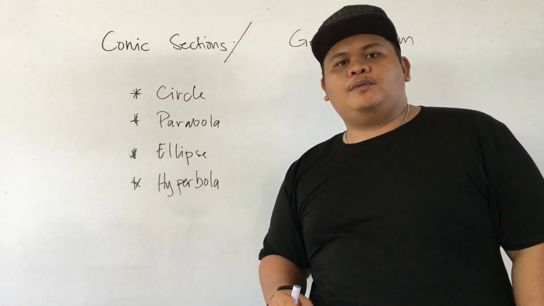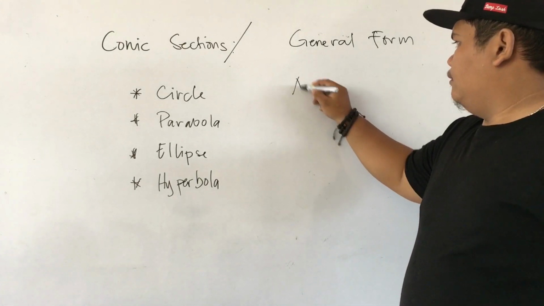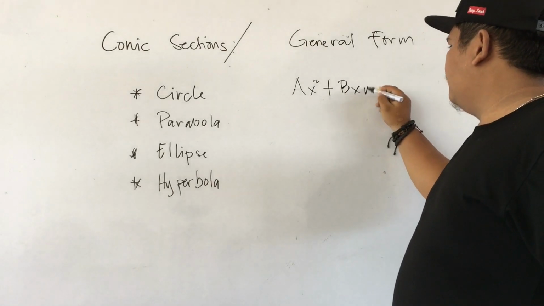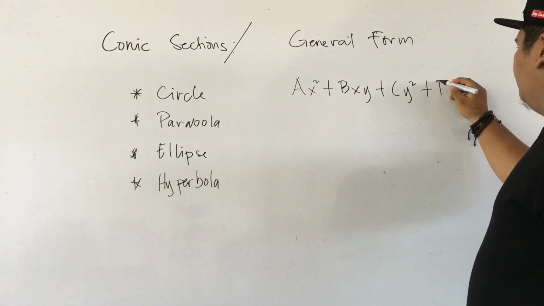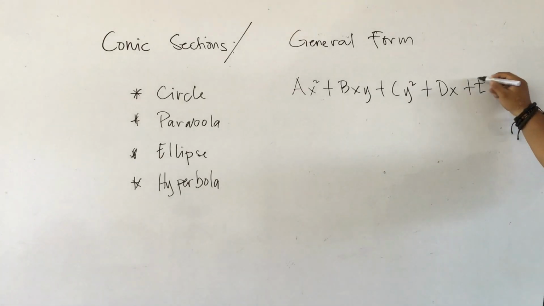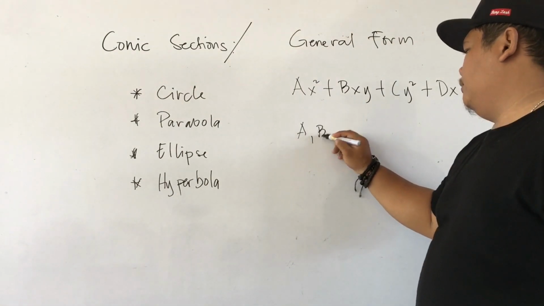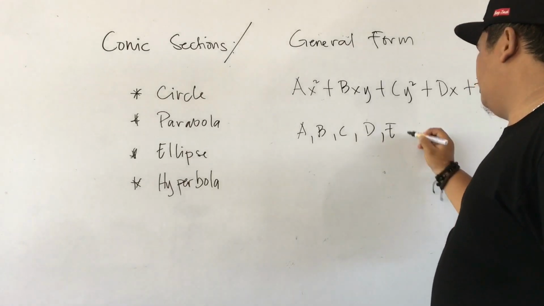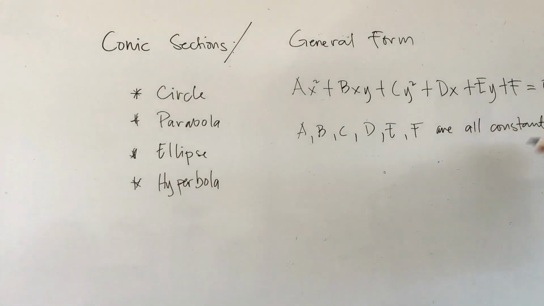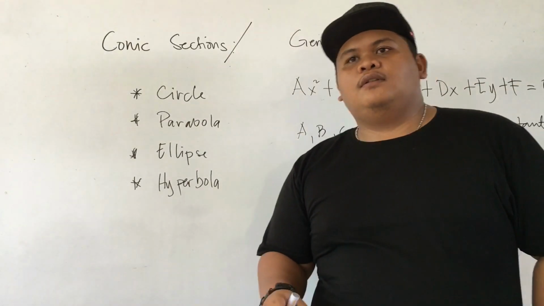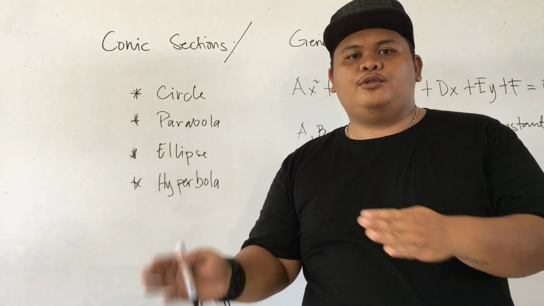So what is the general form of the equation of a conic section? The general equation of conic sections is given by ax squared plus bxy plus cy squared plus dx plus ey plus f equals 0, and a, b, c, d, e, and f are all constants. Now, in this lesson, we are going to derive the equation of a conic section from general to standard form.